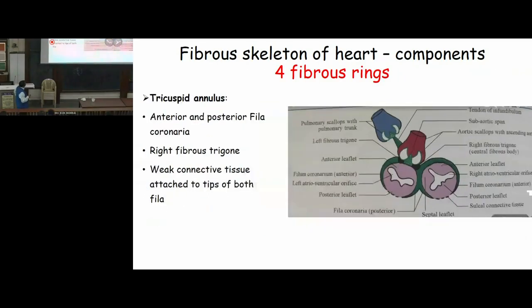So the tricuspid annulus is the anterior and posterior fila coronaria. These are nothing but extensions from the right trigone of the heart, going to its extreme end and divided into pieces, forming a complete ring. It gives attachment to the three leaflets, that is the anterior, posterior and septal leaflets, which form the tricuspid valve.